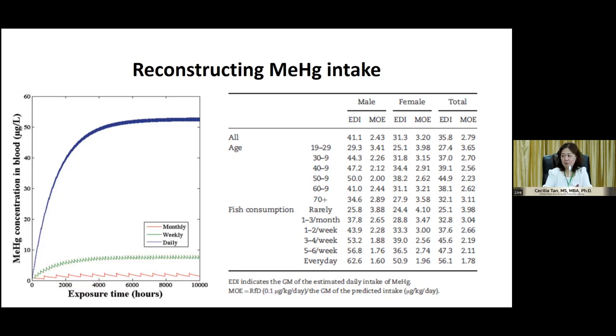into PBPK simulation, you can see that if you only eat it once a month, your level is really low. It's the red line. And then if you eat it once a week, it is the green line. So a little bit more. But if people eat it every day, their methylmercury concentration in blood is very, very high. Again, the model tells us something that we can confirm in the measurement.